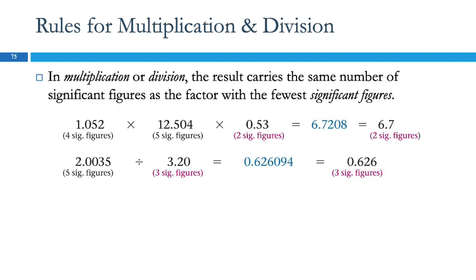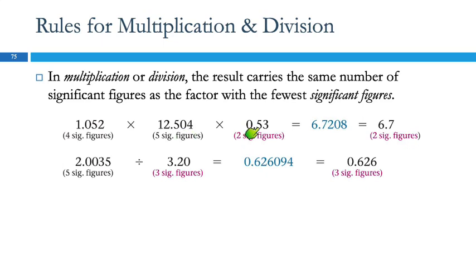So looking at these examples, 1.052, that has 4 significant figures. That's a trapped 0. This one, 12.504, has 5 significant figures. Again, a trapped 0. This one, 0.53, the zeros at the front don't count, so this one just has 2 significant figures. And then you ask yourself, well, which is smaller, 4, 5, or 2? Well, 2 is the smallest number. This is the smallest number of significant figures.